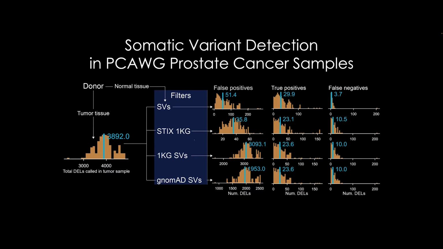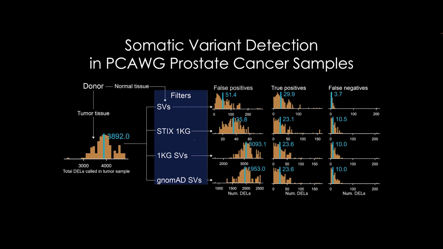Here are the results. So when we call variants on tumors alone, we find on average 3,892 deletions. We have done this also with duplications and inversions, and the results are very similar. We then look at filtering. The first filter being a tumor normal paired calling, in which case we find 51 false positives. And I should note here that the truth set is the published PCAWG calls.